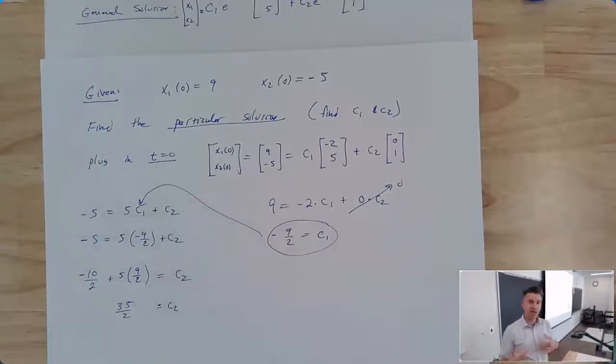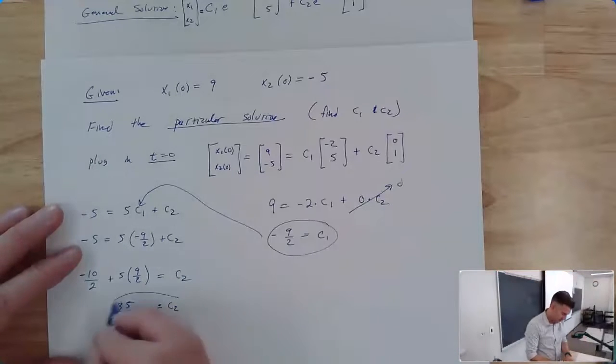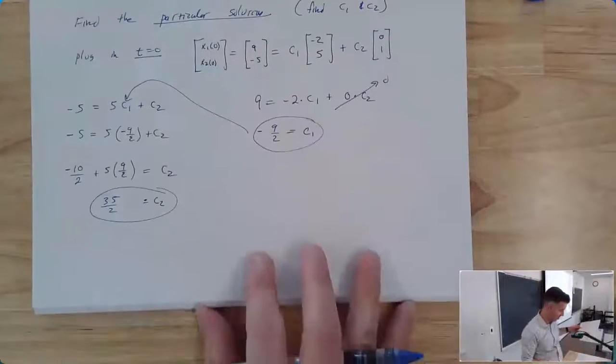Now this is kind of like when you solve for the equation of a line and find the slope, and then you go back and find b. After you find the b value, you then have to go back and plug in what b is so that you can write the actual final equation of the line. Same idea is true here. We found C1 and C2. Now we have to go back and actually write the final particular solution.